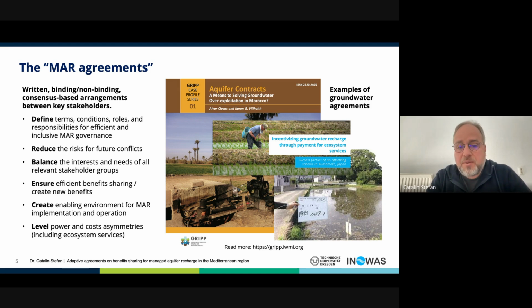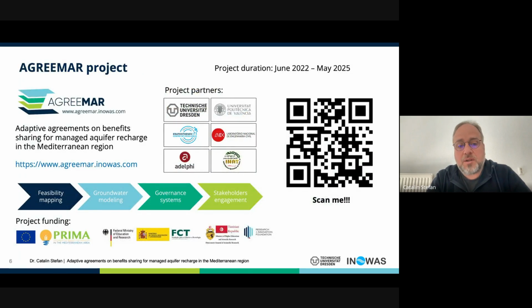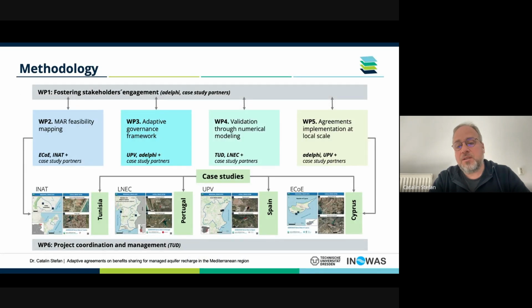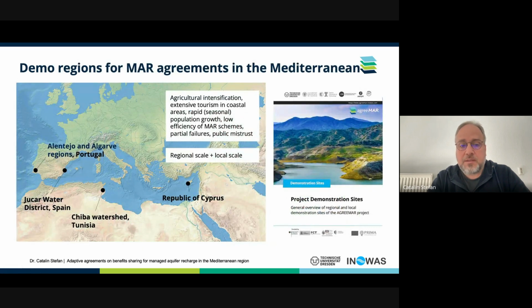So these are examples of arrangements that actually motivated our AGREEMAR project. We started in 2022, so this is our third year, and just 2 months left, so we are quite at the end of the project. We have 6 partners from Germany, Spain, Portugal, Tunisia, and Cyprus. Elena did a great job to introduce also a bit the objectives and our case studies. Let's say a classical PRIMA project with methodological development in different work packages and applications at different case studies. I will explain a bit the structure in the next slides.